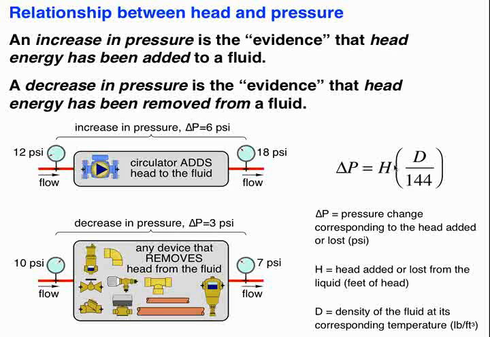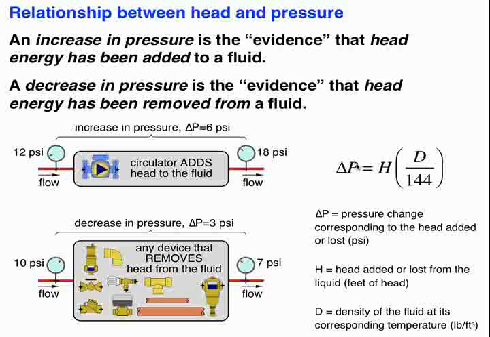And keep in mind, you can do some algebra on this formula. I've got it set up where we're calculating differential pressure or pressure change based on knowing the head. But if we want to know the head and we know the differential pressure, we multiply this side by 144 and divide by D, and that'll give us head.